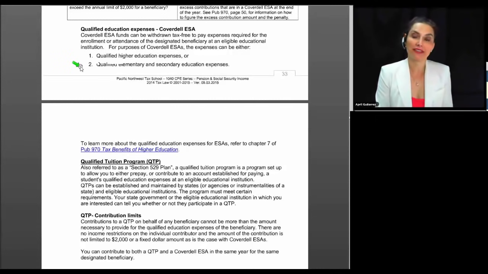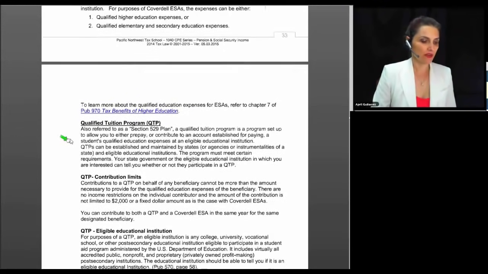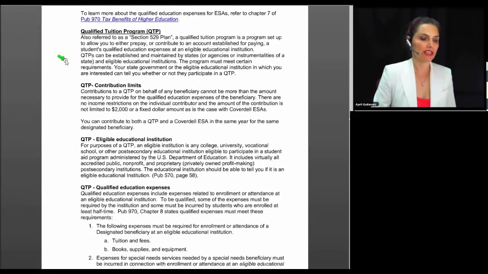And she was right. So there is one tiny place that the Coverdell ESA comes out on top of the qualified tuition program I'm going to discuss next, and that is if the beneficiary for that account, the money can be spent on attending a private grade school. If you want to learn more about qualified education expenses for ESAs, you should refer to Chapter 7 of Publication 970, and I have a link to that right here.